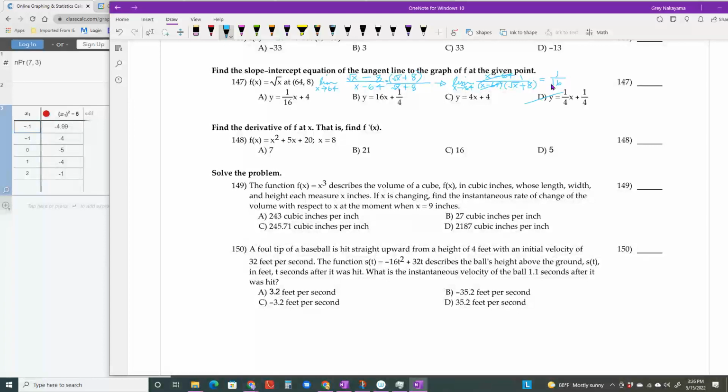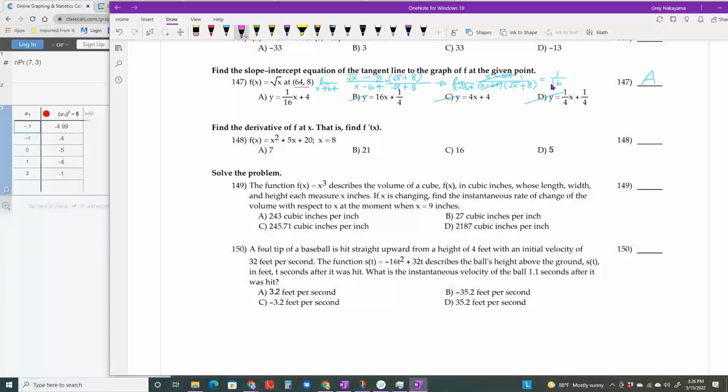So that can't be the answer, and that can't be the answer. Wait, neither can that. I don't even have to go any further. The answer is A, 1 over 16, x plus 4. But if you wanted to, you plug this point into the point slope form, and it will simplify to A.